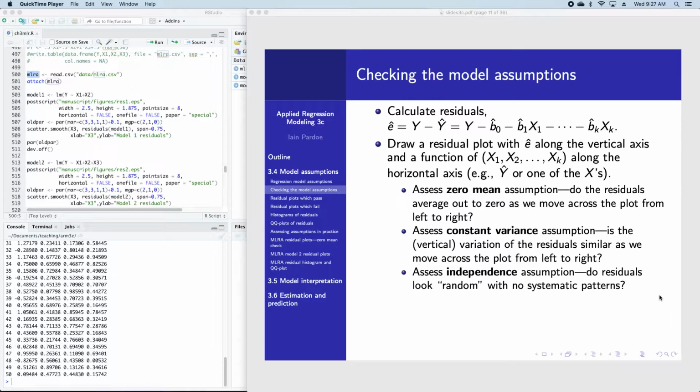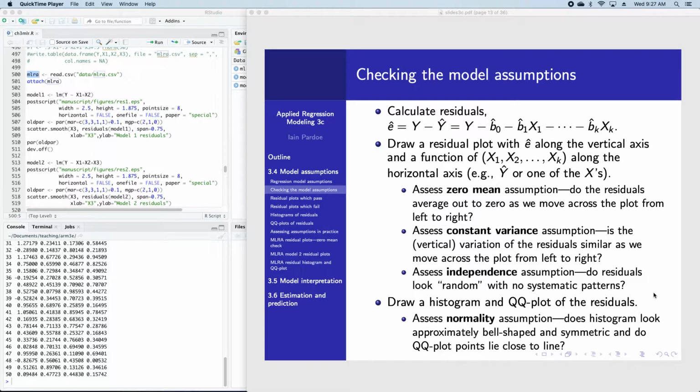It's a little difficult to assess the normality assumption using one of these residual scatter plots. So instead, we can draw either a histogram or a QQ plot and ask ourselves, does the histogram look approximately bell-shaped and symmetric? Or, a little easier, do the QQ plot points lie close to the diagonal line?